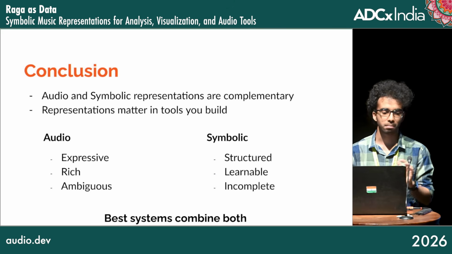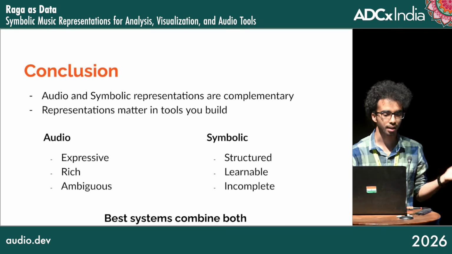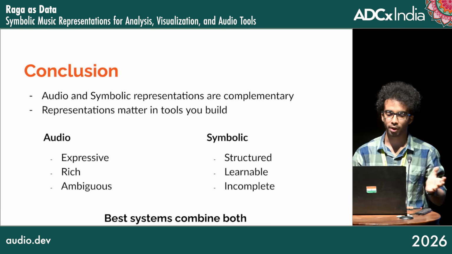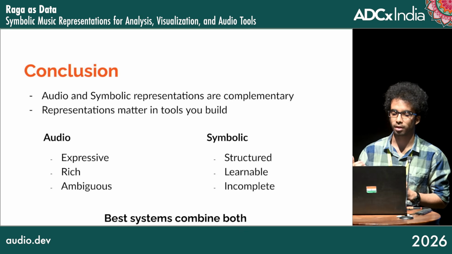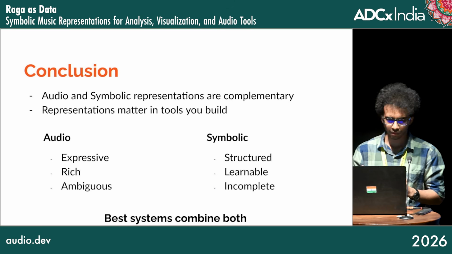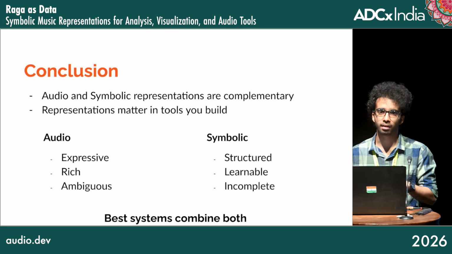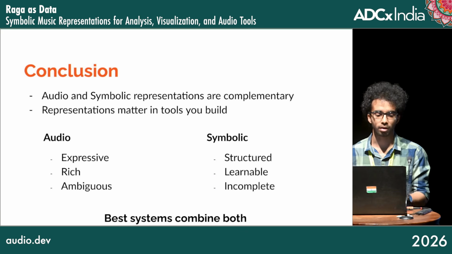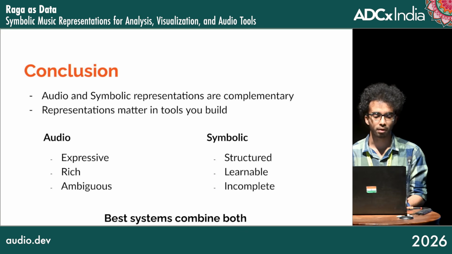The conclusion is that audio is expressive and ambiguous, but symbolic music is also useful because it's structured and learnable, and even though it is incomplete, we can have some high-level analysis on top of it. So the best systems would combine both approaches.